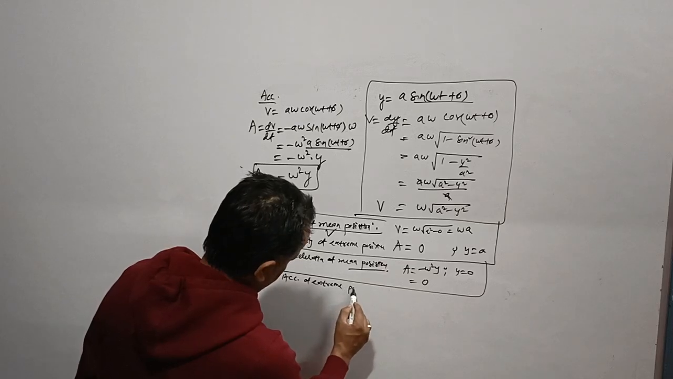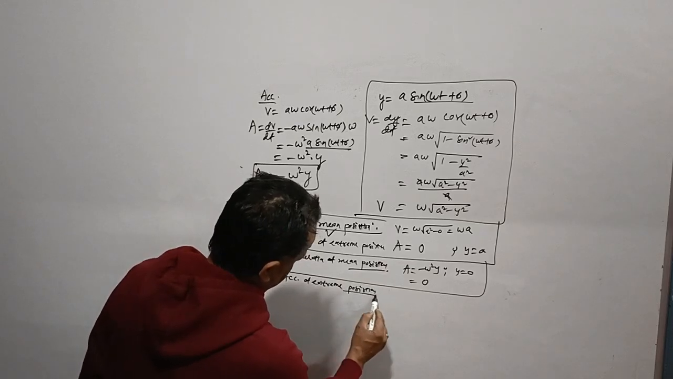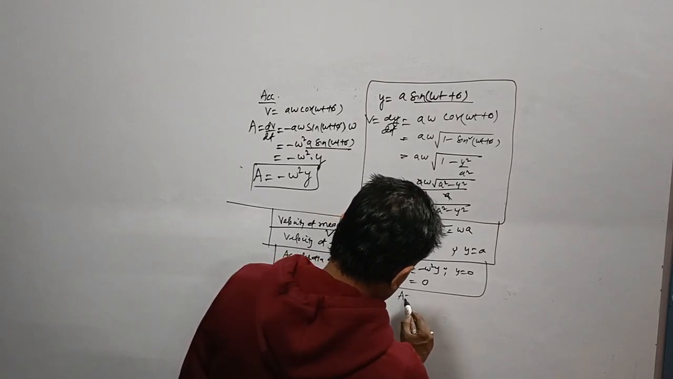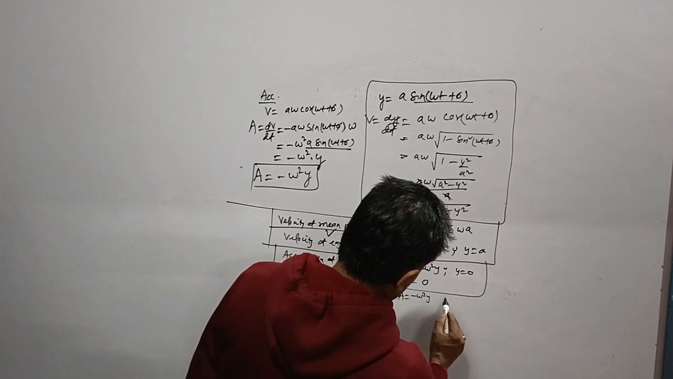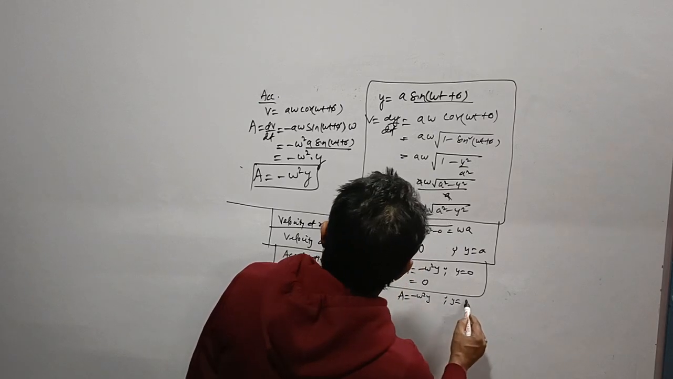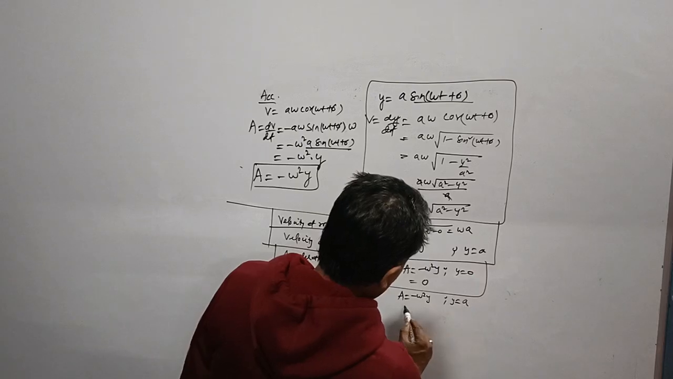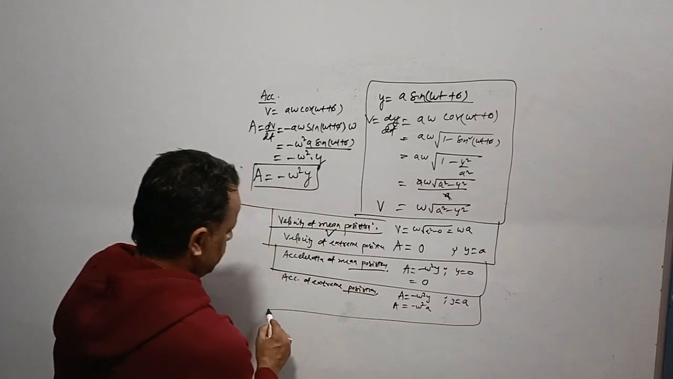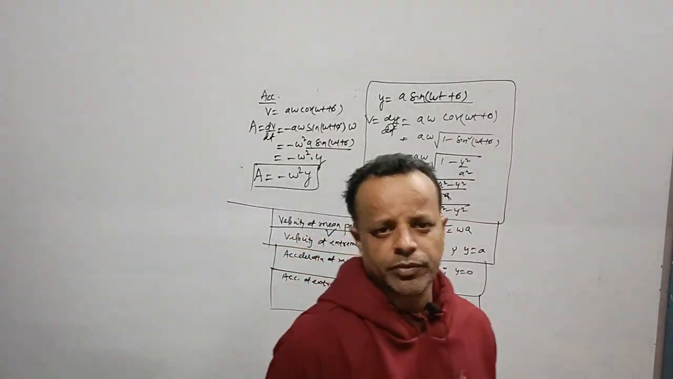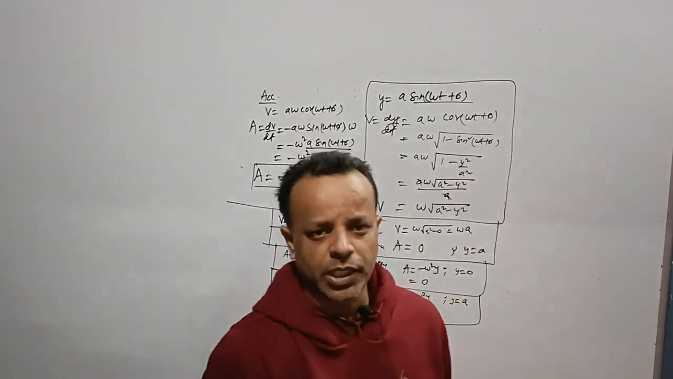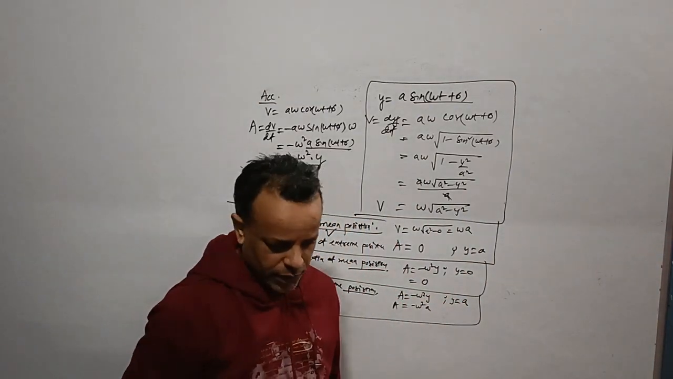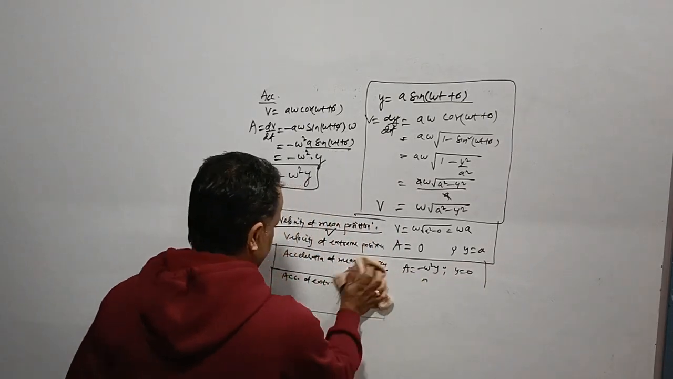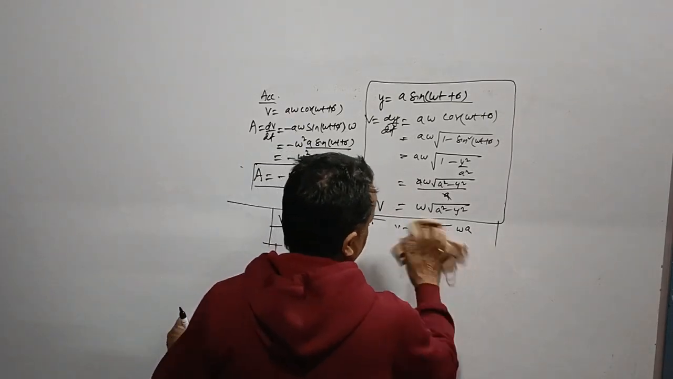Acceleration at extreme position. See, acceleration is minus omega square y, and displacement at extreme position is equivalent to the amplitude. So acceleration will be equivalent to minus omega square a. This means we can directly get the acceleration and velocity when the position is given to us in the case of SHM. Now we'll be calculating the time period.